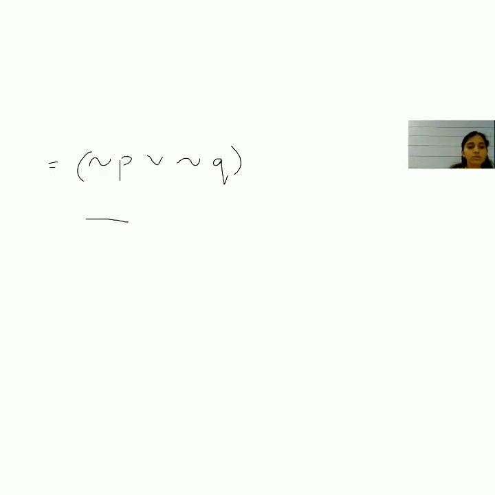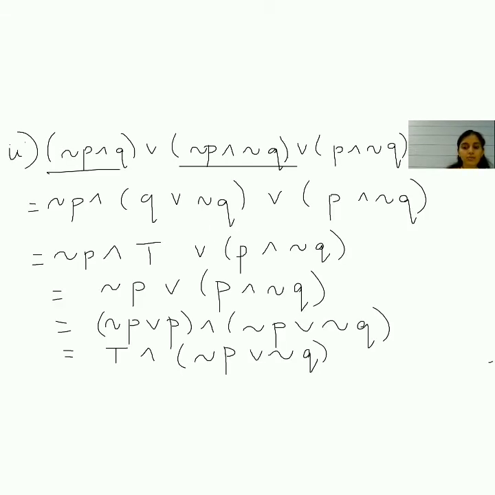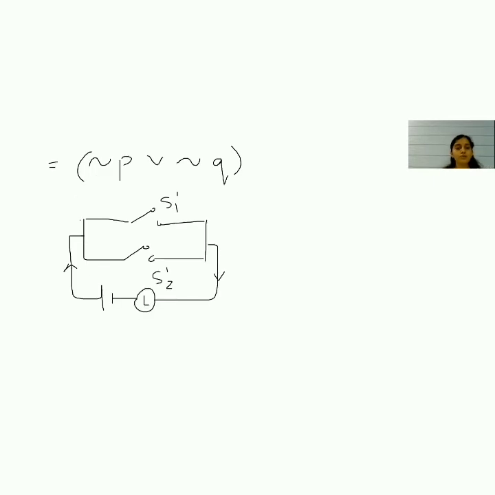What will be the switching circuit? It is OR, so we will have two switches in parallel. Which are those two switches? S1 dash and S2 dash. Then we will have the battery and the lamp connected. So this is the second part of question 5. We've got the simplified expression as well as the logical switching circuit. Now let us go to the third one.